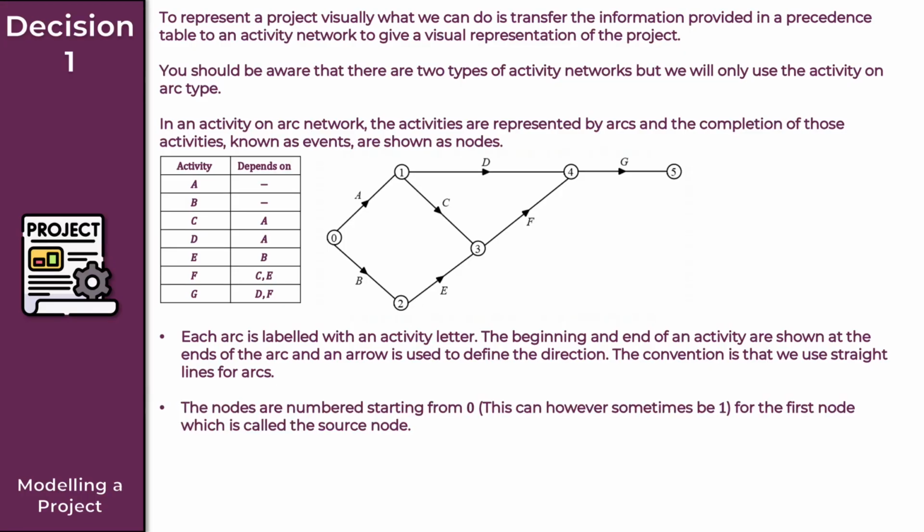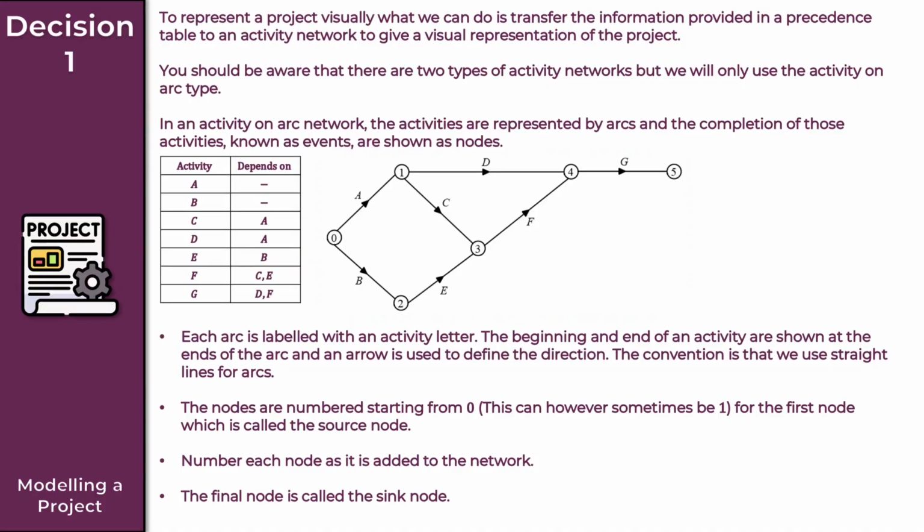Now the nodes are numbered starting from 0, as we can see here. However, this can sometimes be 1, but throughout these videos here, you'll always see 0 for the starting node, okay? And we call the starting node here the source node. So this is an important definition here. Please learn this. We number each node as it's added to the network. So the starting node here is 0, the next node is 1, the next node after that is 2, 3, 4, 5, so on and so on, right? You get the idea. It's pretty straightforward.